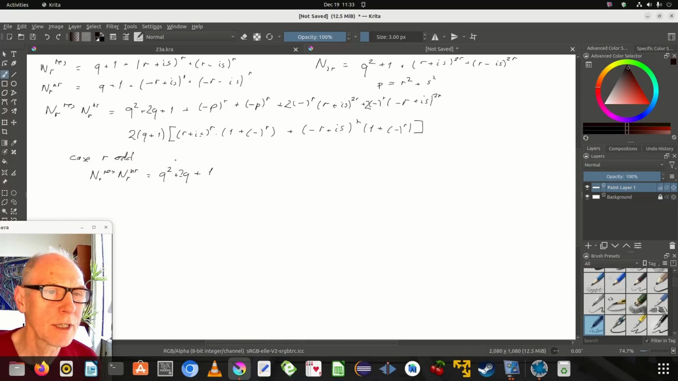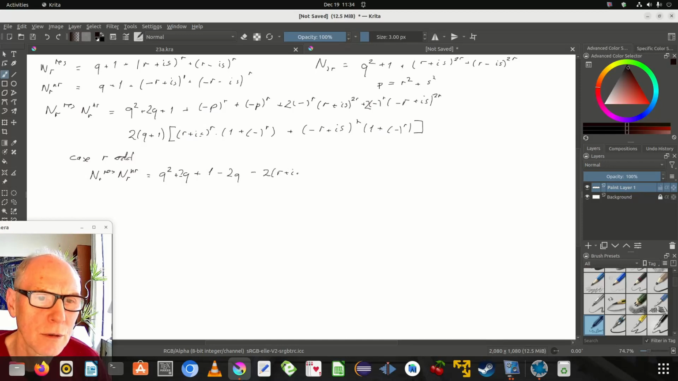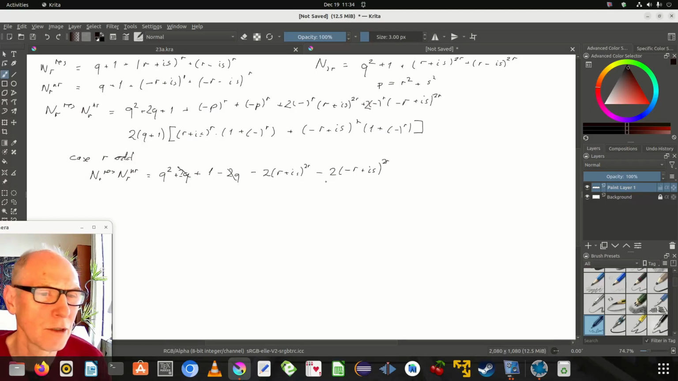And when r is odd, the second line vanishes, so it's minus p to the r-th minus 2p to the r-th, that's minus 2q. And when this is odd, it's minus 2. Oh, it's still odd. These guys cancel. Well, oh, this is strange. Why couldn't it just give plus 1?